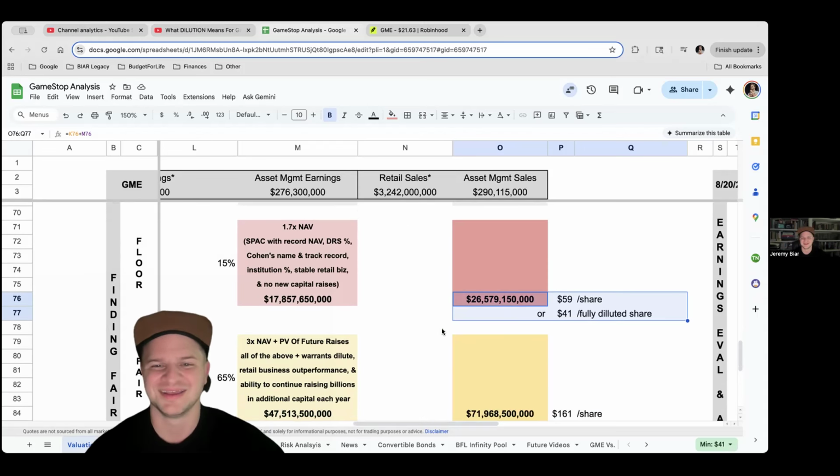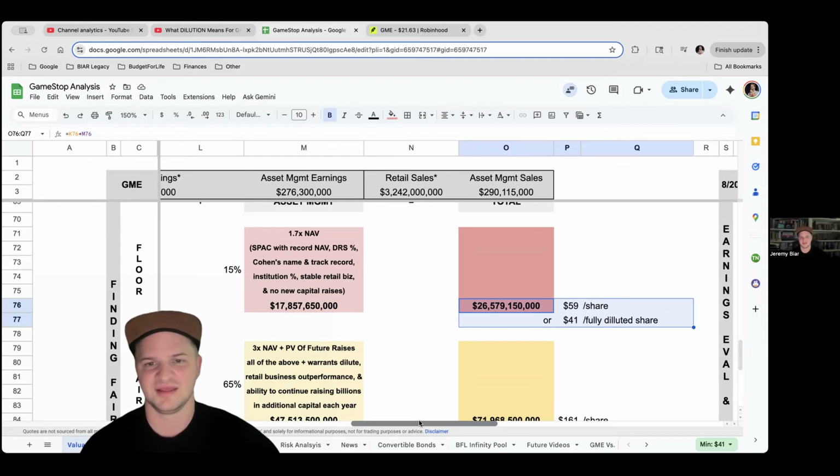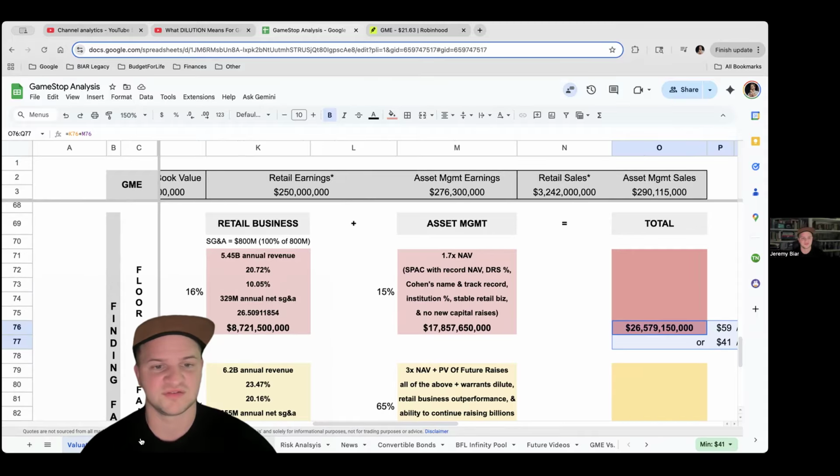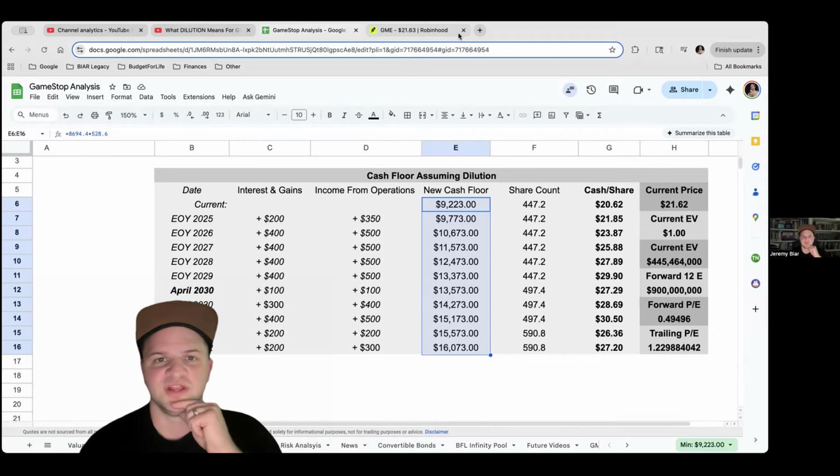You know, I can't imagine fairly valuing this business less than $25 million in total enterprise value, asset management business plus retail business. I can't even imagine it. Amazing value.